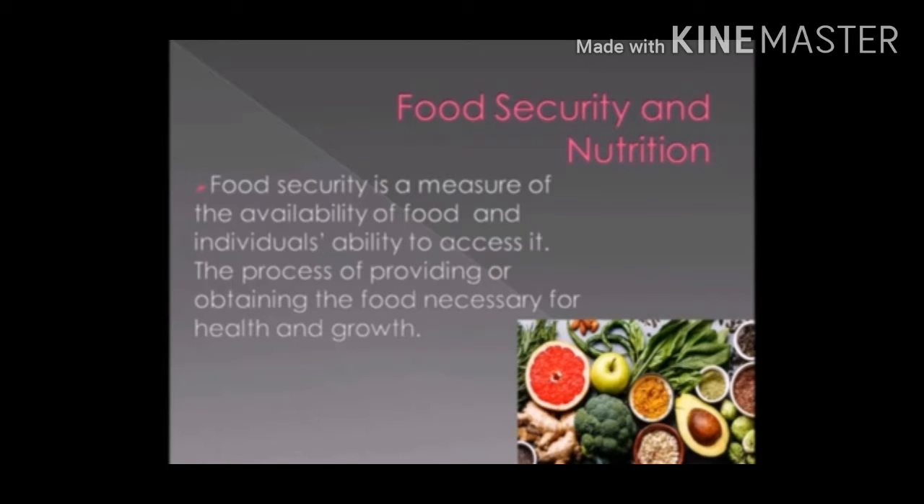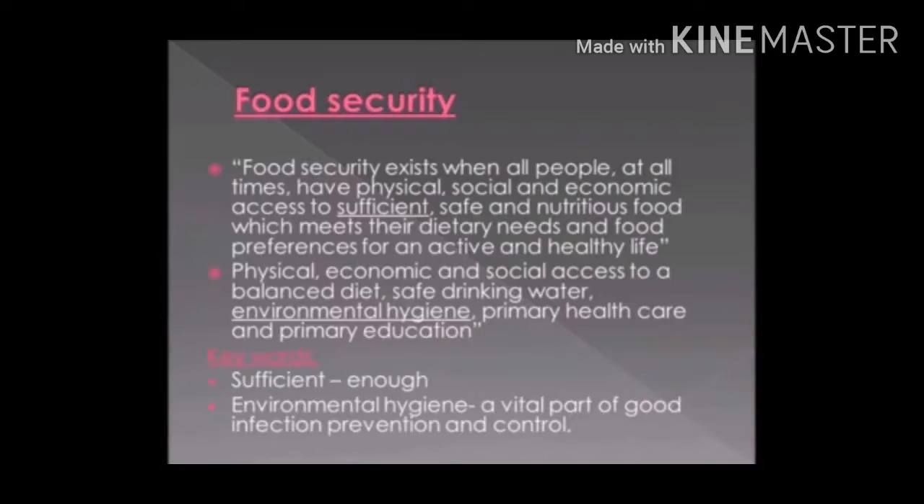While this comprehensive definition highlights the need for food to be nutritious, in addition to that, there are certain other aspects that are required to achieve nutrition security. According to eminent agricultural scientist Dr. M.S. Swaminathan, nutrition security is physical, economic, and social access to a balanced diet, safe drinking water, environmental hygiene, primary health care, and primary education. It is necessary for food security.